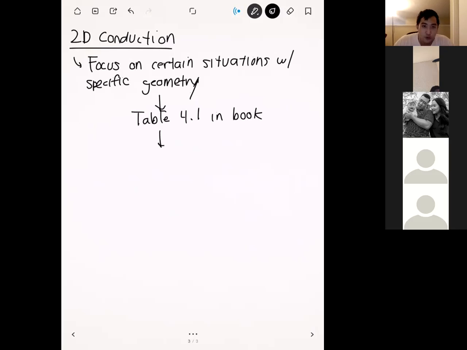And what you'll be able to do from this table is that depending on the certain geometry, you'll be able to compute what's called a shape factor, S. Okay. And the shape factor is a function of just the geometry, right? And so once you have that shape factor, you can use that to compute heat transfer.